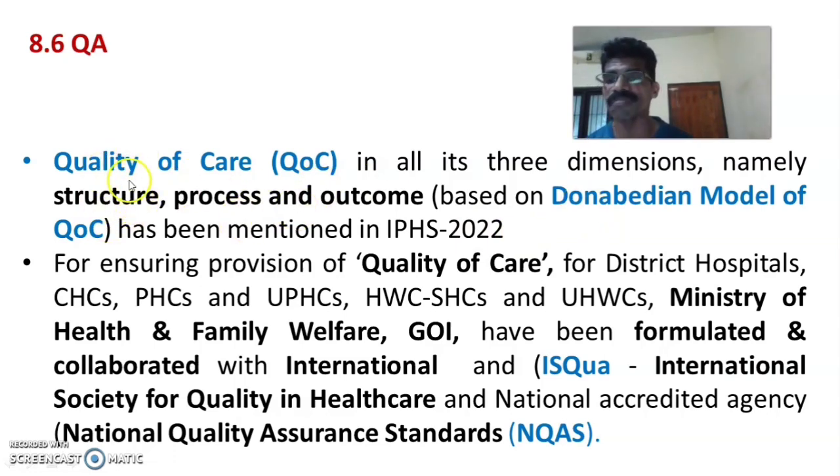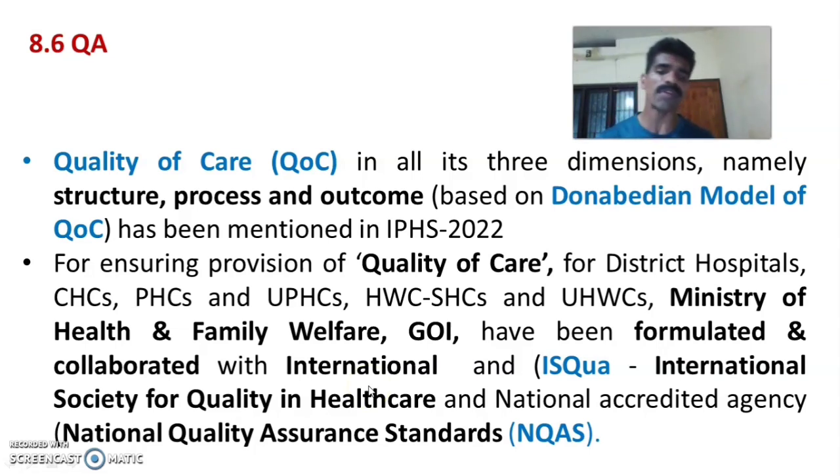Structure means related to infrastructure quality. Process means related to the functions and skills of the staff of the PHC, and outcome is the quality of services and patient satisfaction. Okay, this quality assurance is based on the Donabedian model. Then in addition to that, to maintain the quality of care in all the health sectors and health agencies in India, the Ministry of Health and Family Welfare, Government of India formulated and collaborated with different international and national agencies for quality assurance, that is international and national accredited agencies.